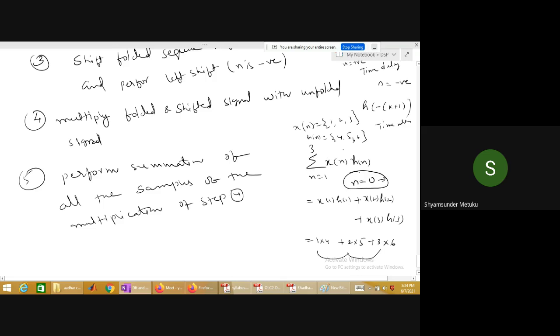Respond. I have given n equal to negative, n equal to 0, n equal to positive. There are the 3 possible cases. Yes or no? Yes, sir. If n is equal to -1, you need to perform step 1, 2, 3, 4, 5 or not? Tell me.